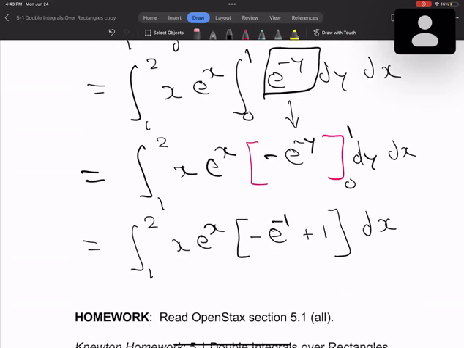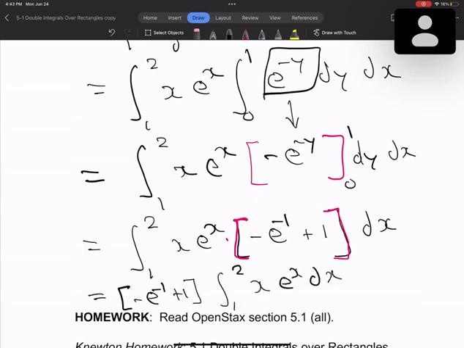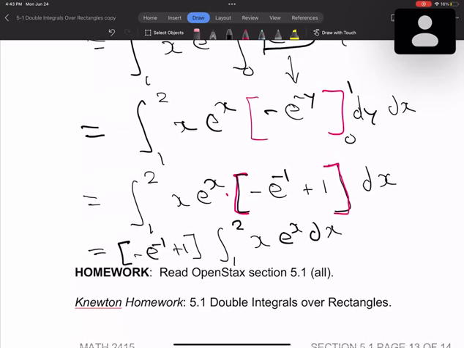So now I need to find the integral with respect to x. This is a number, so I'm just going to take it out. So I don't have to worry about this. And this is minus e to the minus 1 plus 1, integral between 1 and 2 of x e to the x dx. And then now we need to solve this integral.